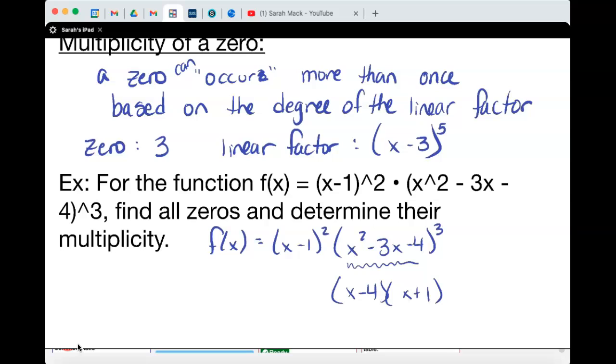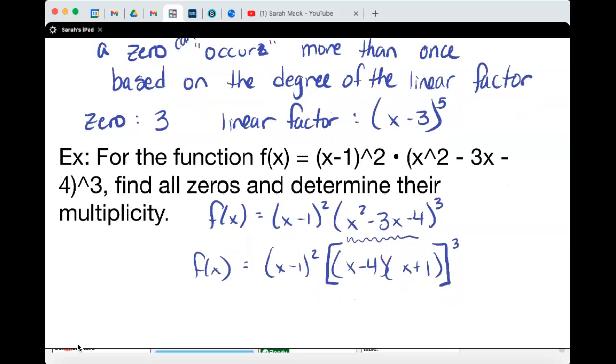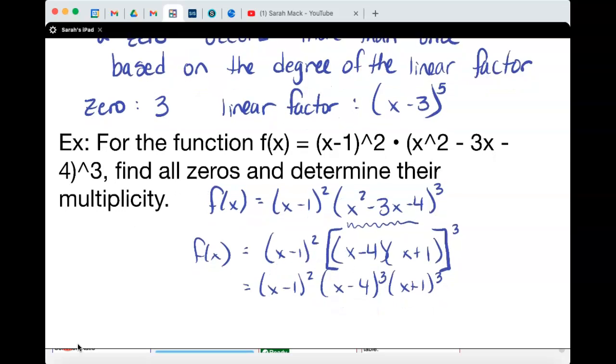So the trinomial was raised to the 3rd power, so this whole factored form needs to be raised to the 3rd power. And I still have x minus 1 to the 2nd. Technically I could distribute this 3 to both linear factors. You don't have to, but you can write it like this, with the 3rd power going to both linear factors.